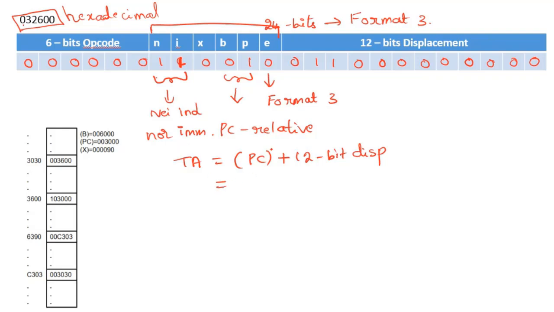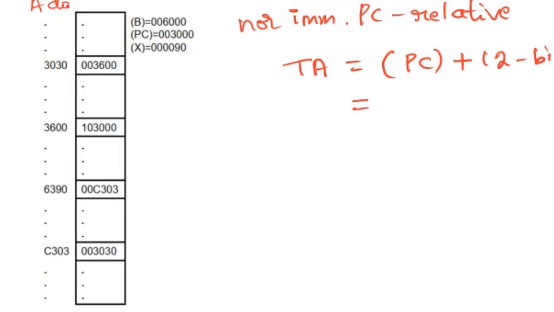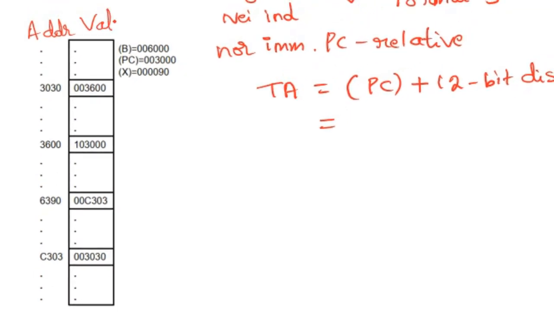So now where do I get this PC content? See, here is a memory map. We have taken this memory map as it is from the textbook. PC content they have given it is 003 followed by 3 zeros. Base register content they have given, index register content they have given, and inside the box it represents the values, and outside the box it is considered as address. So these are the addresses here, and this is the value at a corresponding address.